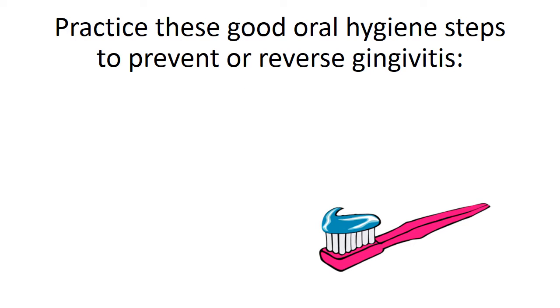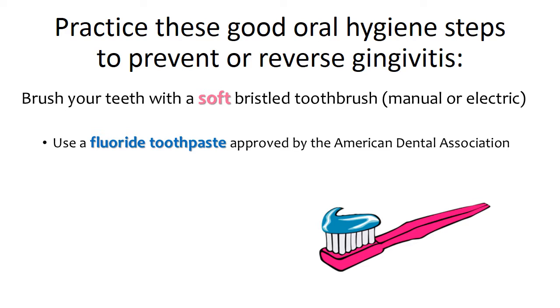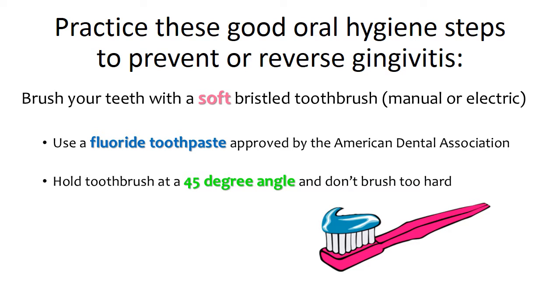Practice these good oral hygiene steps to prevent or reverse gingivitis. Brush your teeth with a soft bristled toothbrush, manual or electric. Use a fluoride toothpaste approved by the American Dental Association. Hold toothbrush at a 45-degree angle towards your gums and don't brush too hard. You shouldn't be flattening out the bristles. Brush for 2 minutes total, 30 seconds for each quadrant of your mouth, and don't forget to brush your tongue. Also, definitely brush twice a day.